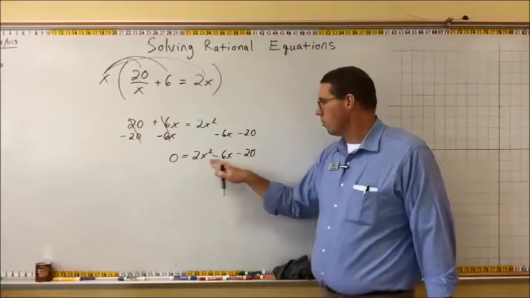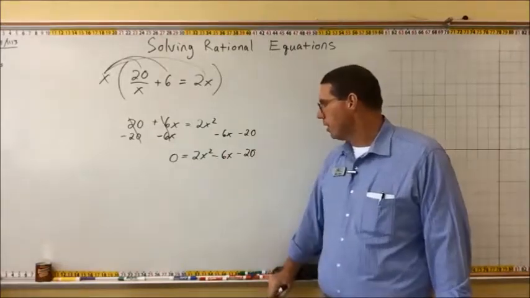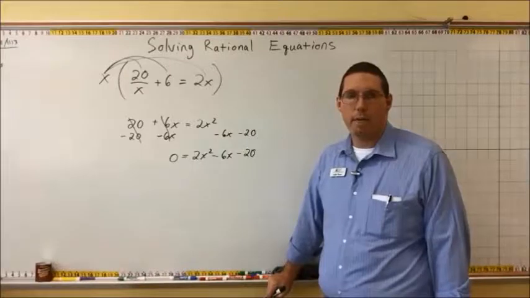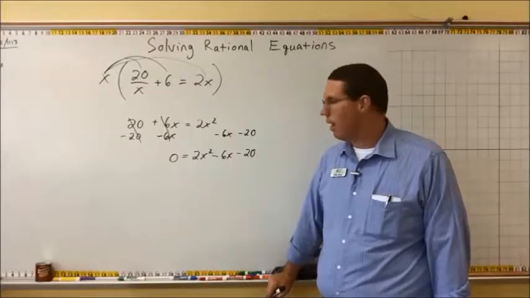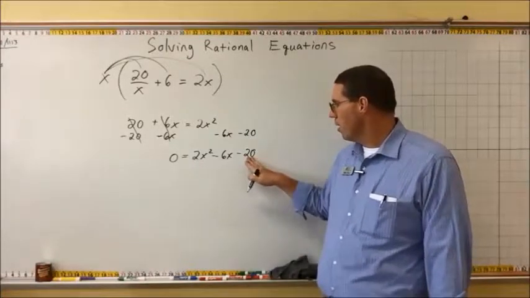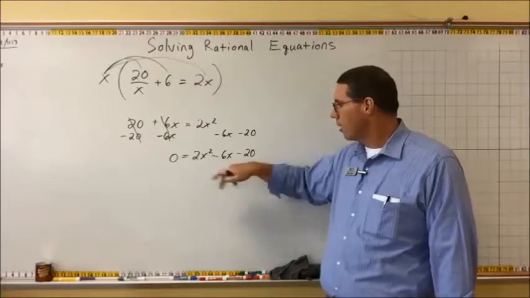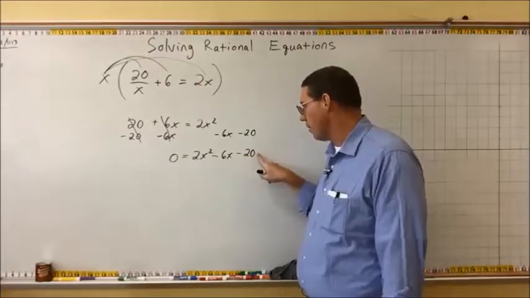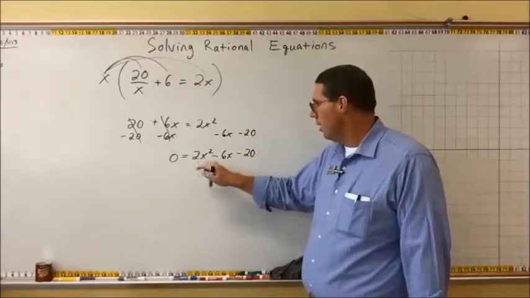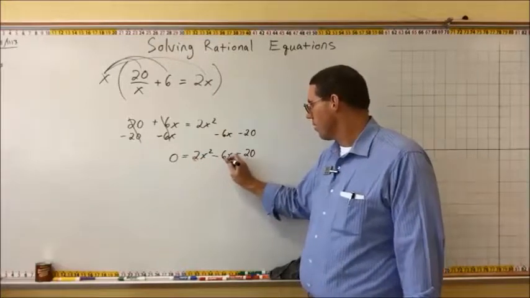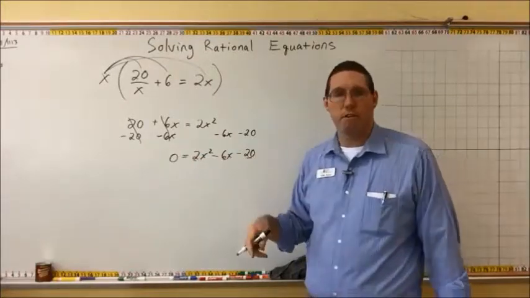Now, if I look at this quadratic expression, I notice that there is a common factor in all these terms. There's no variable in common because the last term does not have a variable, but 2, 6, and 20 are all divisible by 2.